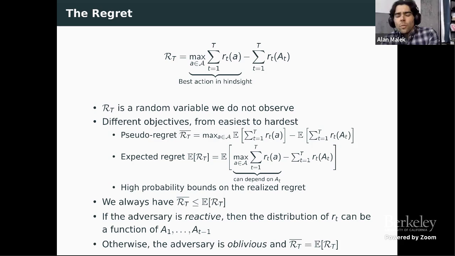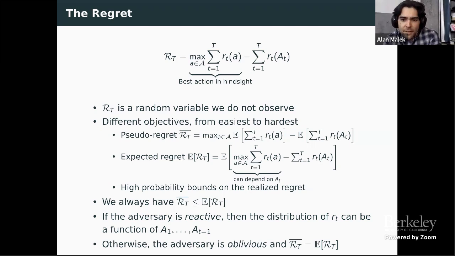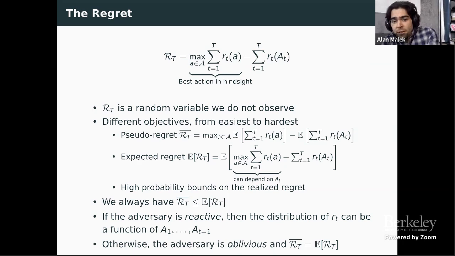In Wouter's case, he had this super difficult adversary that could even see your play this round. That's maybe a little too hard, but we can consider what we call reactive adversaries, meaning that the distribution of the reward function we see this round could depend on our actual actions in the past. Sometimes it makes a lot of sense to consider oblivious adversaries. An oblivious adversary chooses all the rewards, or at least distributions of the rewards, before the game actually starts. This is a pretty natural case when you're dealing with IID data, because in that case, the rewards are just sampled from some probability distribution, and there isn't any adaptiveness to your plays. And in the case of oblivious adversaries, the pseudo-regret is equal to the expected regret. That helps justify dealing with pseudo-regret as a proxy for the real regret.